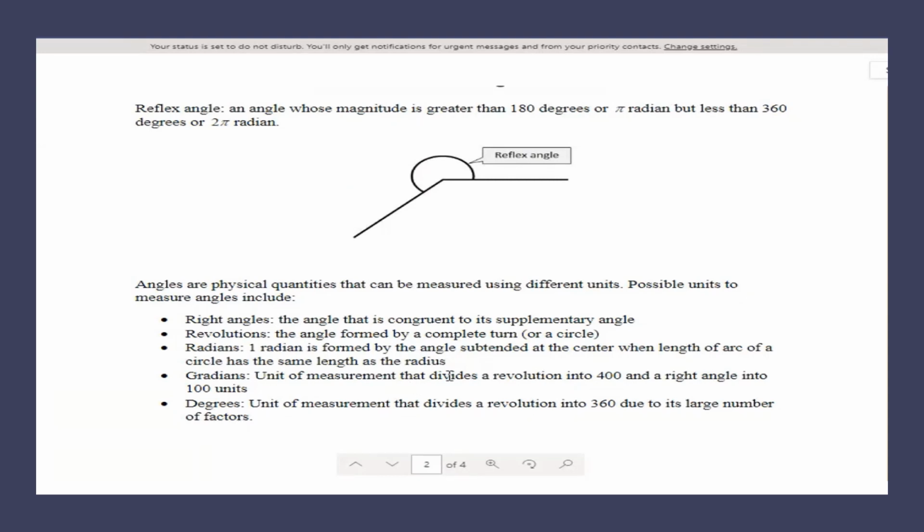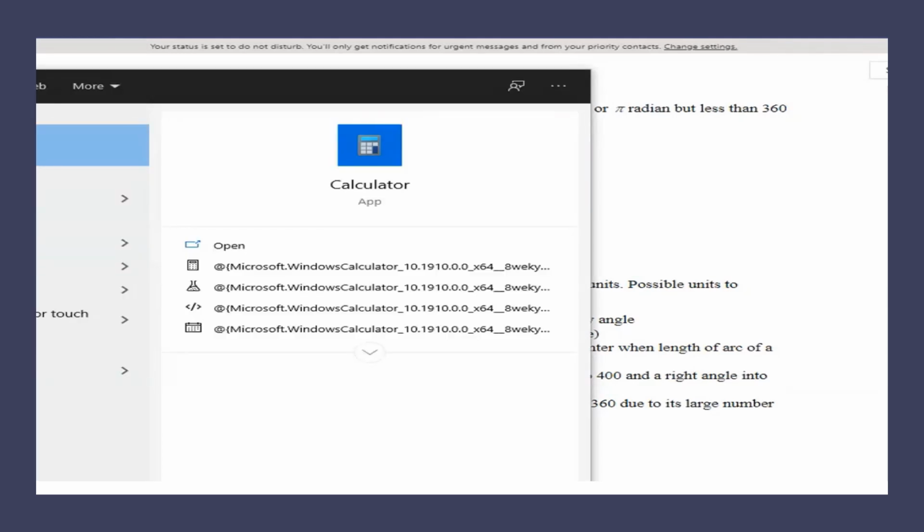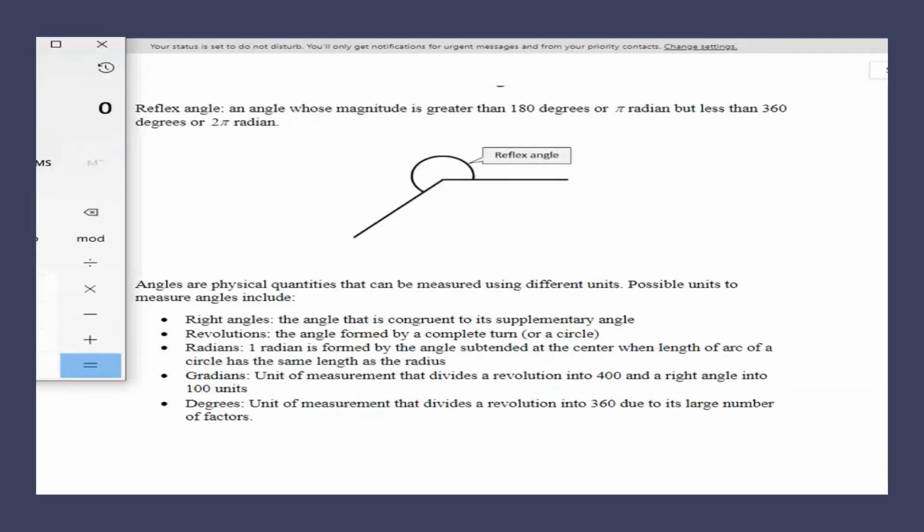It's the unit of measurement that divides a revolution into 400 and a right angle into 100 units. So you will notice in a calculator that they have something called gradient. Let me see if I can find it on the calculator app. All right, I have the calculator out. And if you notice, there should be, where is it? There's degree. There, see, it changed from degree to radian, which is what we use most of the time. And here is the gradient.